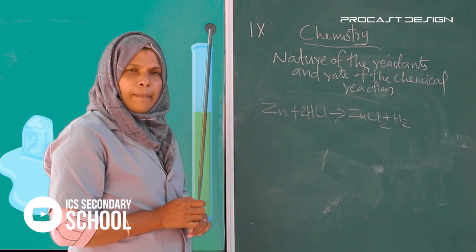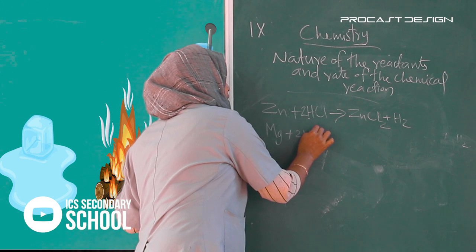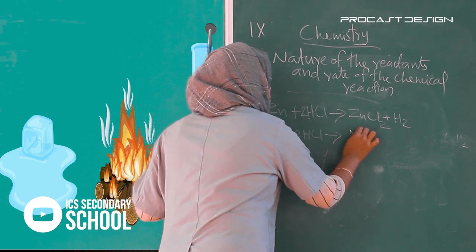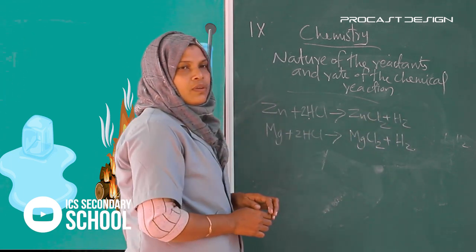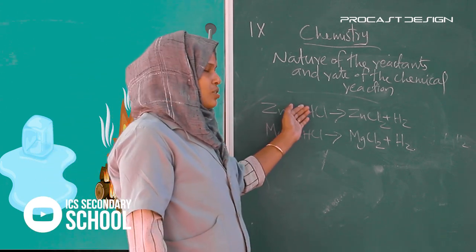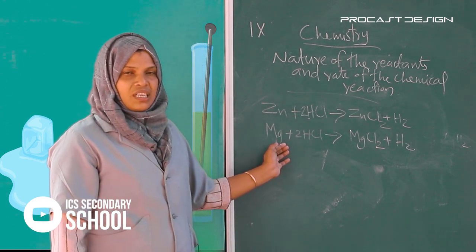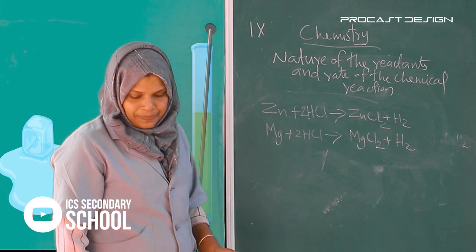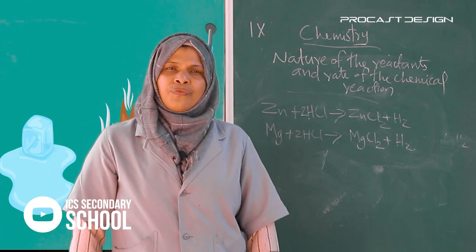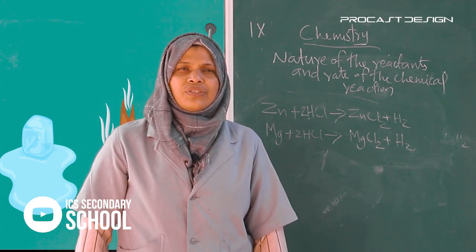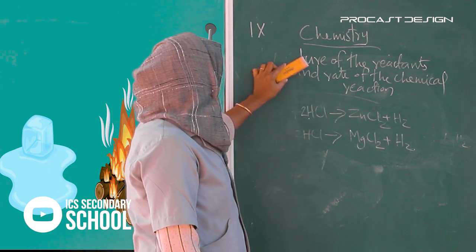Then second case, magnesium reacts with hydrochloric acid and forms magnesium chloride and hydrogen. Okay. In these two cases the concentration of acids is the same, but there is a difference in their nature. Okay. Next factor is concentration and the rate of the chemical reaction.